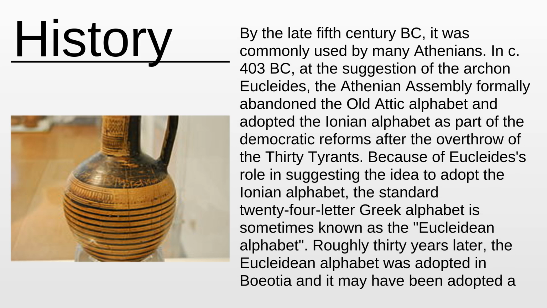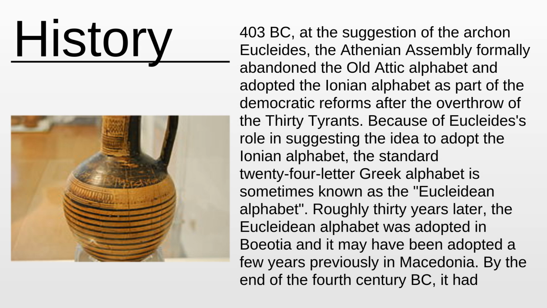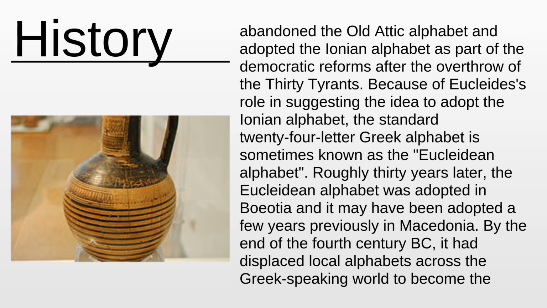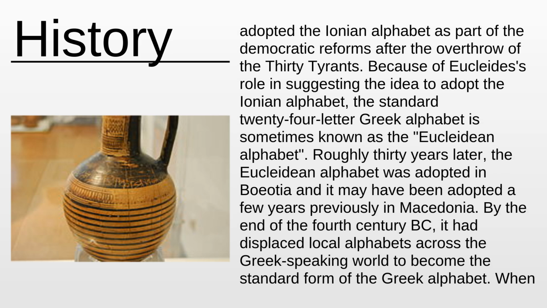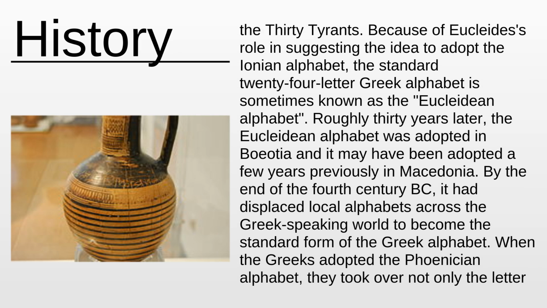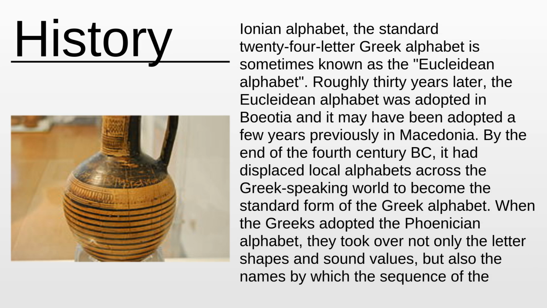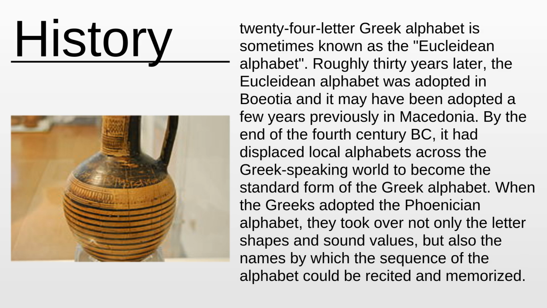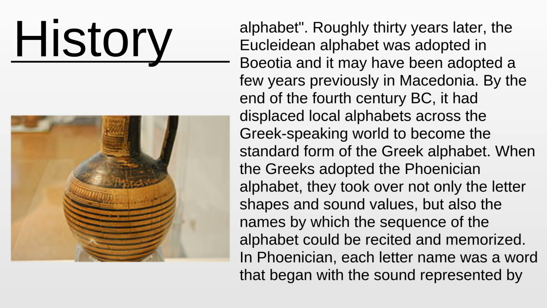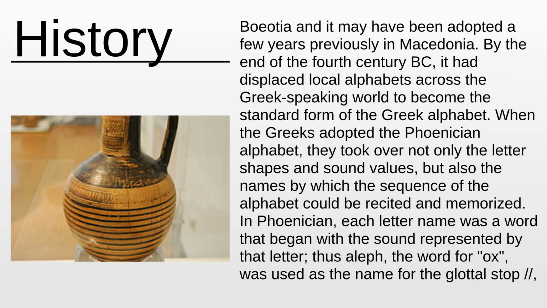The classical 24-letter alphabet that is now used to represent the Greek language was originally the local alphabet of Ionia. By the late 5th century BC, it was commonly used by many Athenians. In c. 403 BC, at the suggestion of the Archon Euclides, the Athenian assembly formally abandoned the Old Attic alphabet and adopted the Ionian alphabet as part of the democratic reforms after the overthrow of the 30 tyrants. Because of Euclid's role in suggesting the idea to adopt the Ionian alphabet, the standard 24-letter Greek alphabet is sometimes known as the Euclidean alphabet.